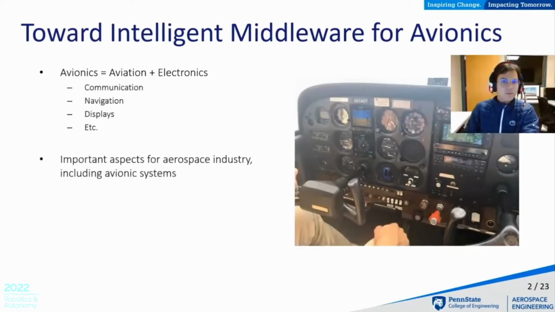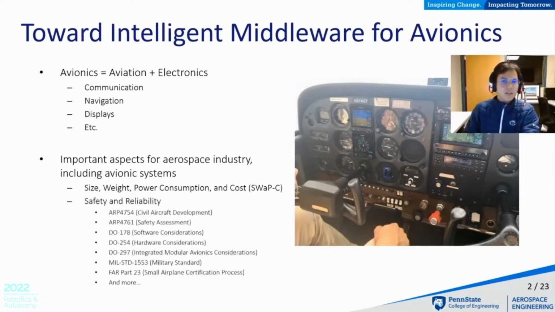However, there are some aspects that make avionics more special than electronics in other areas. The first one is the thing that aerospace engineers are trying to minimize, which are size, weight, power consumption, and cost. These things are obviously related to the cost and the performance of the aircraft. The other aspect is the one that must be maximized because they involve human life. This aspect is safety and reliability. There are a lot of documents and guidelines for ensuring safety in the system development and implementation processes.